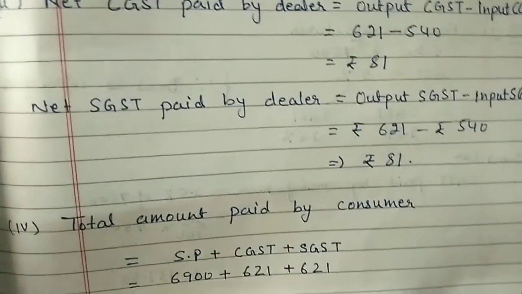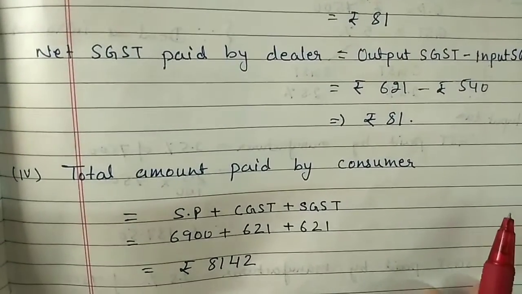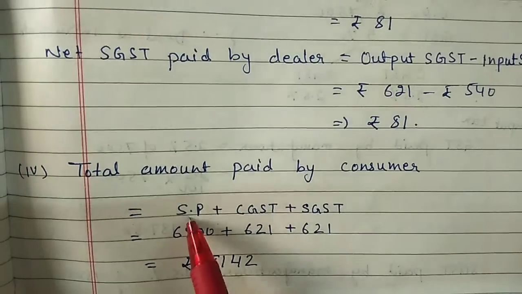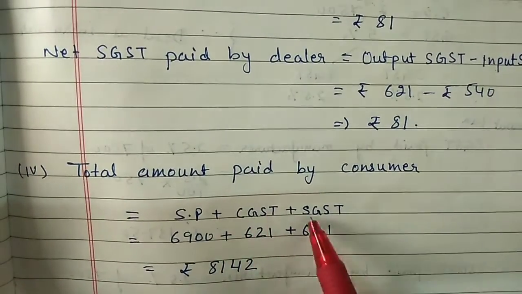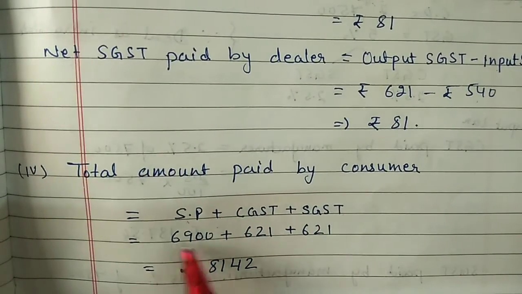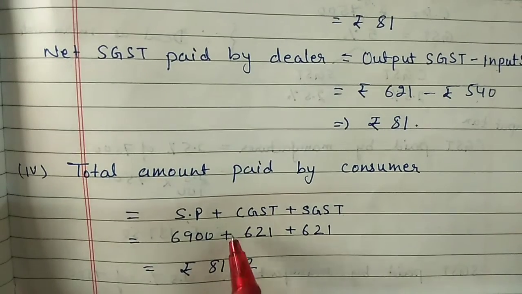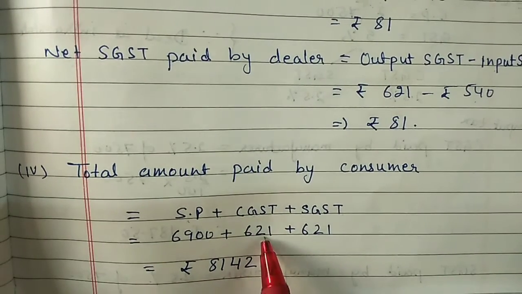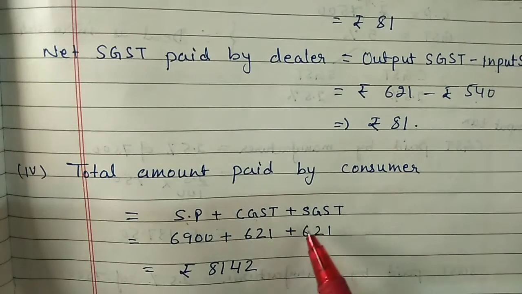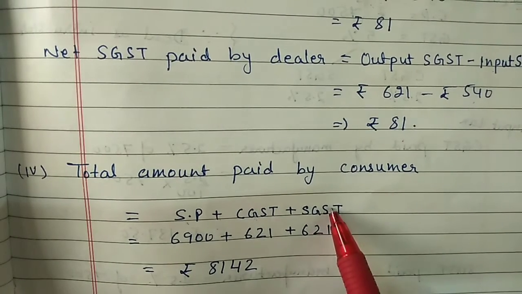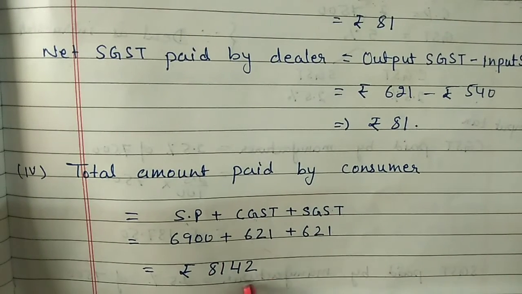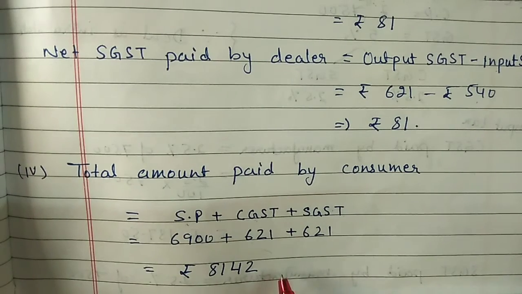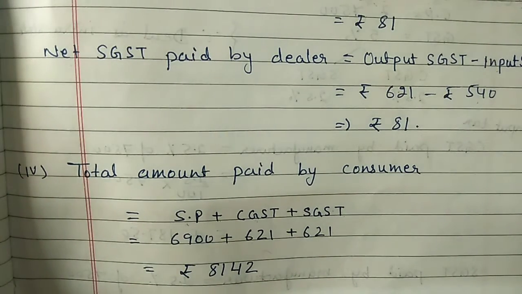Then the fourth part, the total amount paid by the consumer. Consumer will pay selling price plus the CGST and SGST. So 6,900 rupees is the selling price. Then consumer is paying 621 rupees for CGST and 621 rupees for SGST. So total 8,142 rupees consumer has to pay for this item.